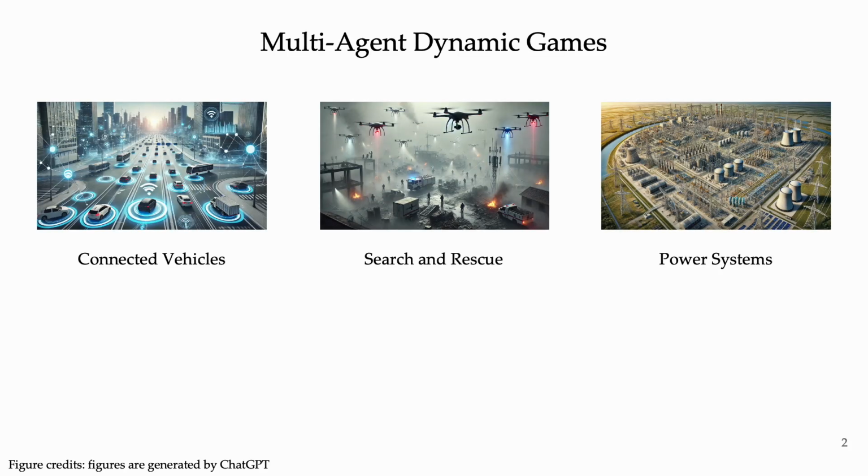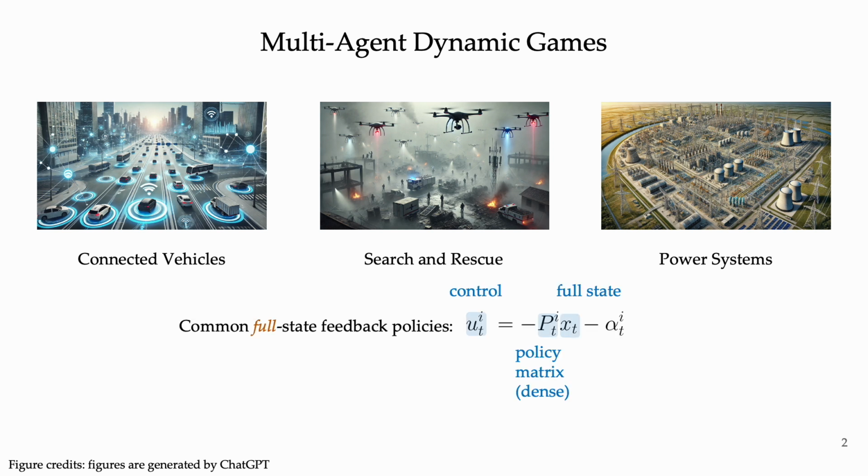In multi-agent dynamic games, such as traffic routing, drone-based search and rescue, and autonomous power grid control, it's common to implement full-state feedback policies, where each agent's actions depend on all other agent states. However, obtaining full-state information can be costly or impractical, and inaccuracies in state estimation can make such policies brittle.